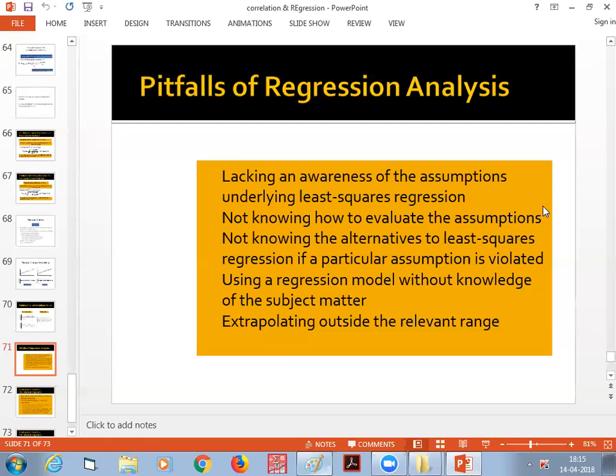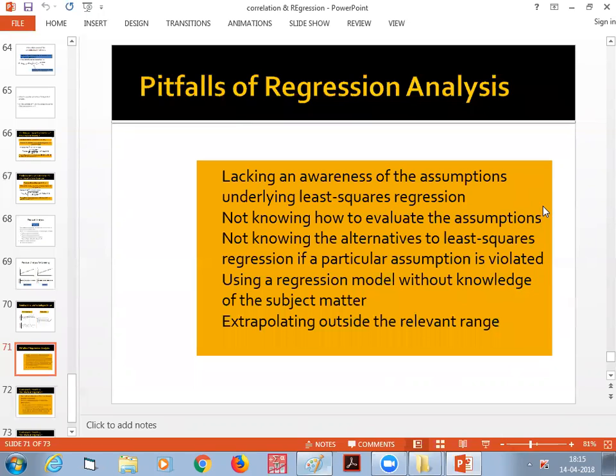What is that? Lacking awareness of the assumptions underlying least squares regression. If somebody ignores the assumptions required for the regression model, he cannot develop a suitable regression model. The accuracy won't be there. So that is lacking awareness of the assumptions. Second one is not knowing how to evaluate the assumptions. Like what I said, what are the assumptions?